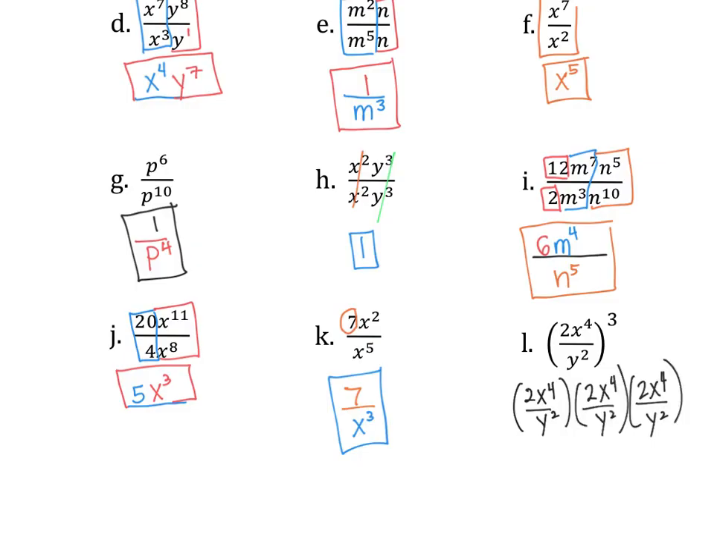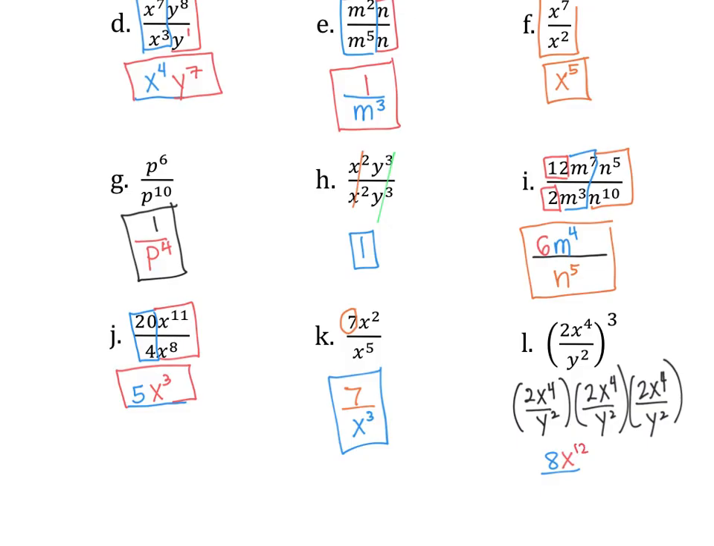Okay, now let me look at the numbers. I have 2 times 2 times 2. 2 times 2 is 4. 4 times 2 is 8. That's at the top. Let me go to my x's now. X to the 4th, x to the 4th, x to the 4th. But they're all at the top, so I'm going to add them up. 4 plus 4 plus 4 is 12.